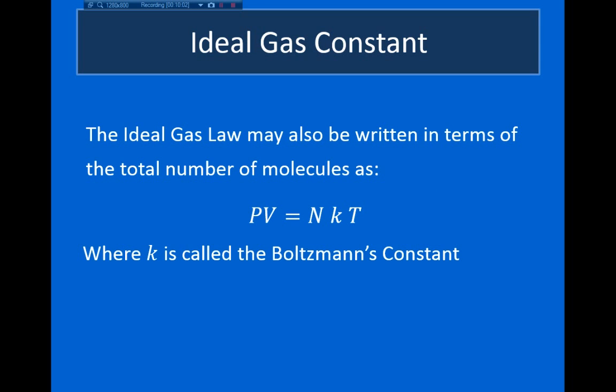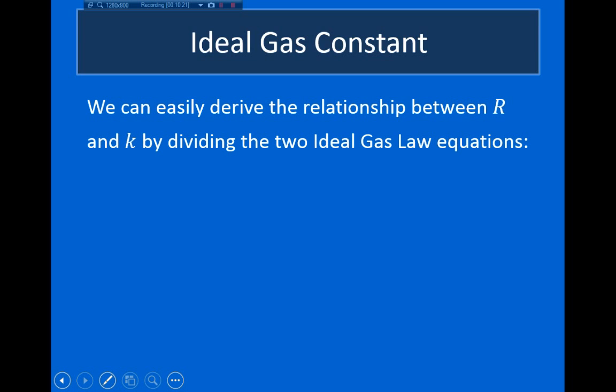Now, we can also rewrite the ideal gas law in terms of the total number of molecules instead of the number of moles of molecules. And the way we do this is we say that PV is equal to NkT, where this k that appears here is now called the Boltzmann constant, so it's a different constant. And we can find the value of the Boltzmann constant by comparing these two equations. So we have that PV is equal to nRT, and we have that PV is equal to NkT.